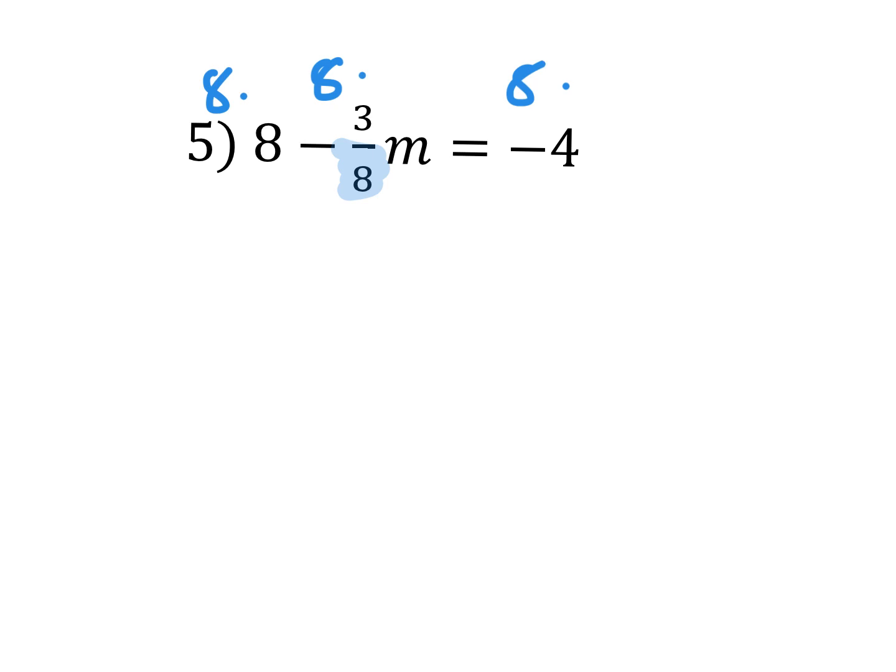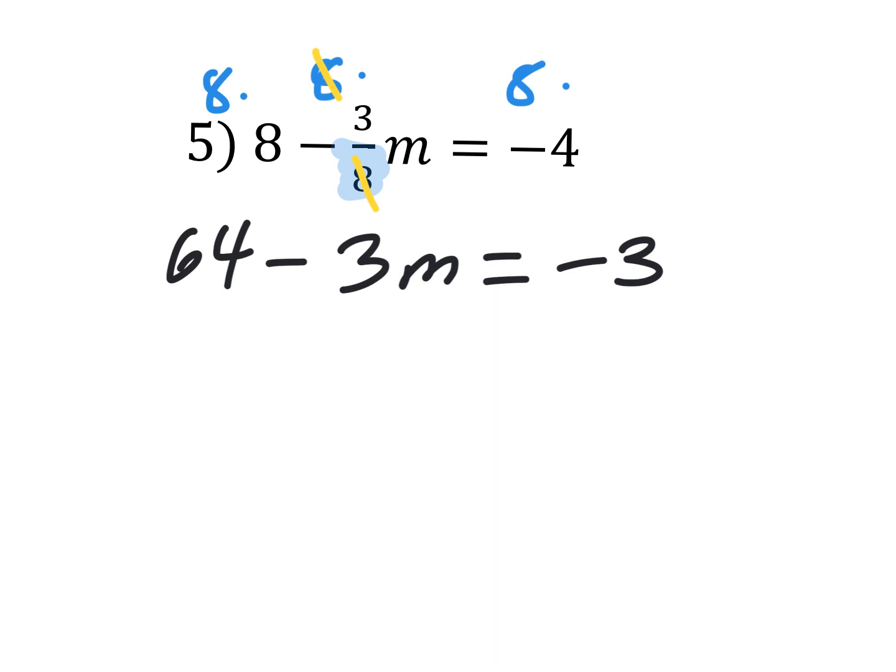So 8 times 8 is 64. Those are going to cancel each other out. Minus 3m. And then 8 times negative 4 is negative 32. The part that a lot of people have been messing up on that one is remembering that this is a negative that needs to be brought down with that 3m. So be careful and make sure that you don't make that mistake. So now we need to get the m isolated.